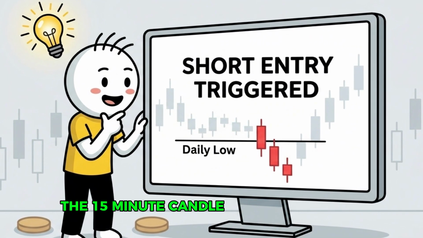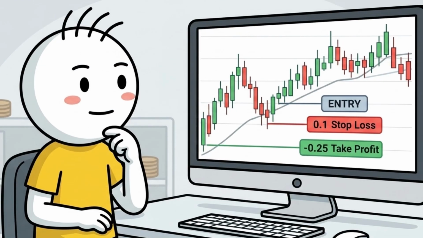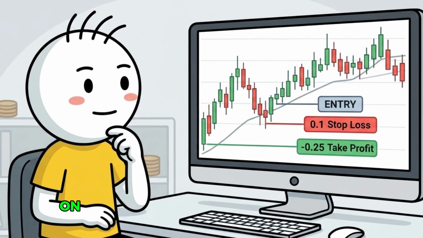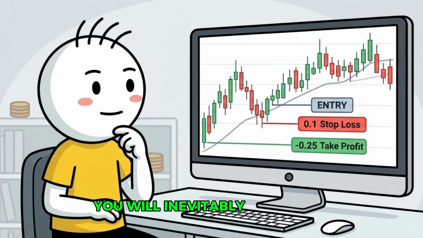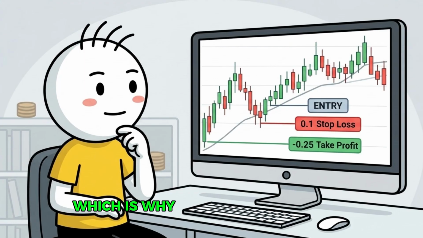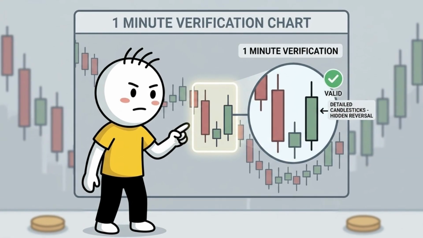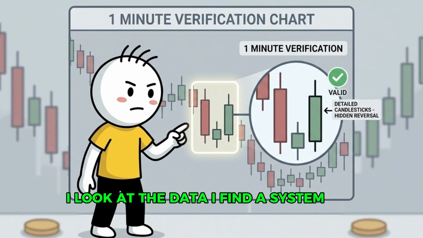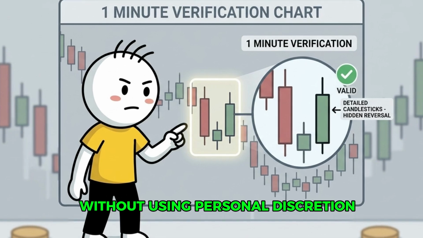The 15-minute candle shows a clean fill with no immediate predatory wicks, so I can monitor the trade right here on this time frame. Trading is entirely a game of probabilities. You will inevitably take losses, which is why I constantly emphasize choosing math over human emotion. I look at the data, I find a system that works, and I trade it mechanically without using personal discretion.